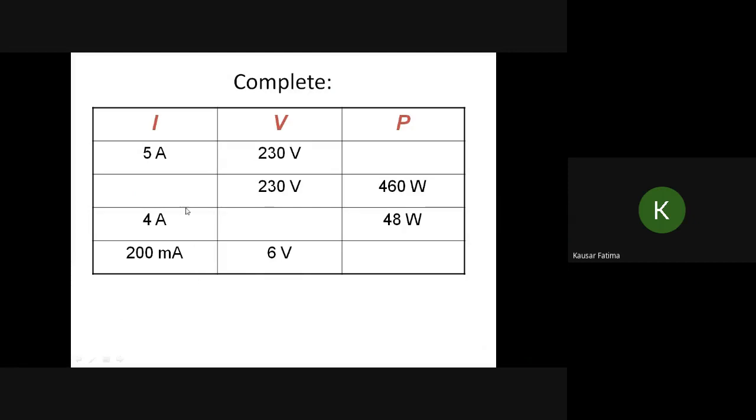Now you have to complete this. Here I and V multiply simply, see what comes, 1150 watt. Here V and P are given, so this is the answer. In the same way, 12 fours are 48. Here current is in milliampere, so milliampere is to be converted into ampere. So it will be 0.2 because you divide it by 1000. Let's see what comes, 1.2 watt.